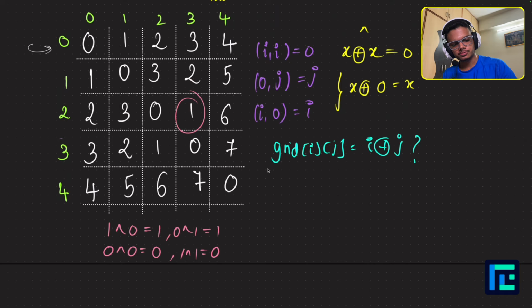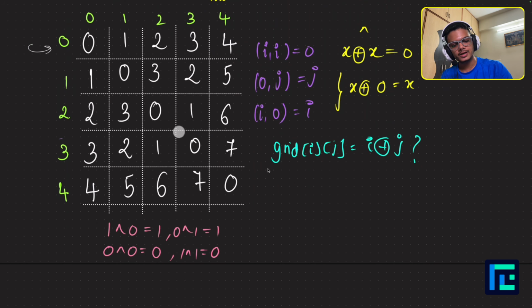Fine. So let's take this 2, 3, right? What is the binary of 2? The binary of 2 turns out to be 0, 1, 0. And what is the binary of 3? Binary of 3 is 0, 1, 1. So if you take the XOR here, 0, 0 will give you 0. Then 1, 1 will give you, sorry, 0. And 0, 1 will give you 1. So eventually, the value of grid 2, 3 is actually 1.